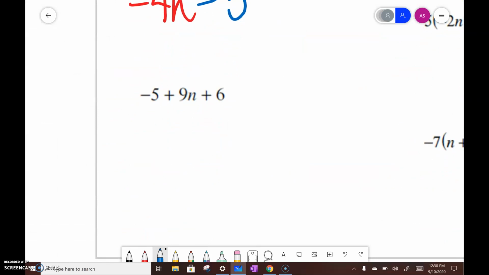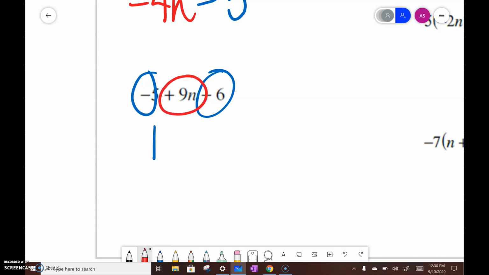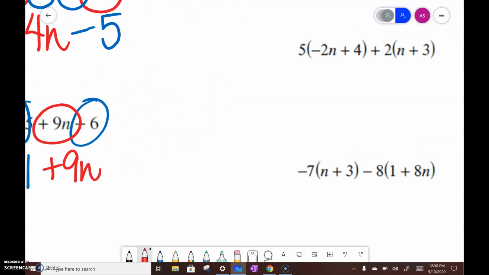All right, so my like terms here will be negative 5 and then 6. So then from here, I have negative 5 plus 6. That will give me 1. And then I have positive 9n, so I have plus 9n. All right, let's go to this other side.